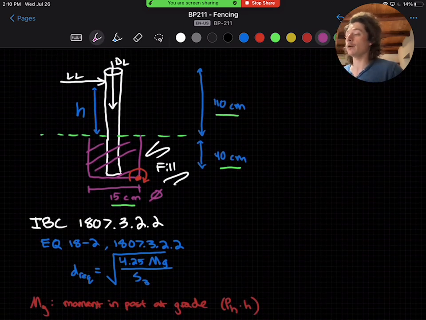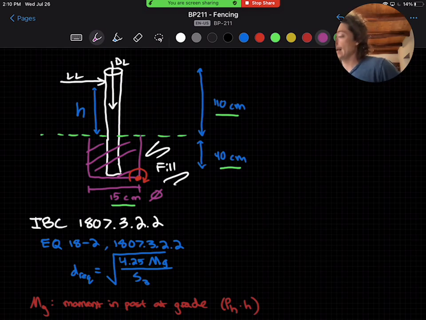S3 is our allowable bearing pressure of the embedment material, and B is the width of our embedment footing. S3 we read from table 1806.2 and can then multiply by 2 according to section 1806.3.4 because of the isolated pole factor. Using these values, we can calculate our required embedment depth D and compare this to our actual embedment depth of 40 centimeters.